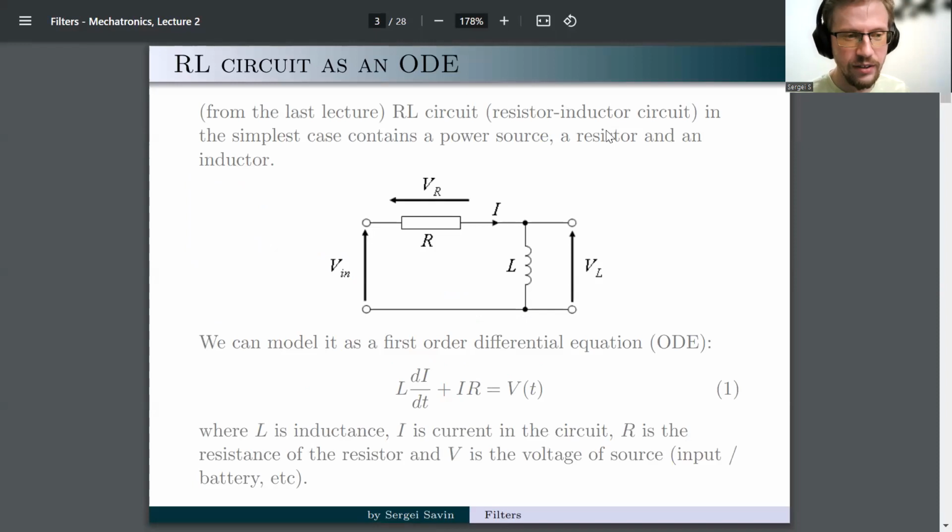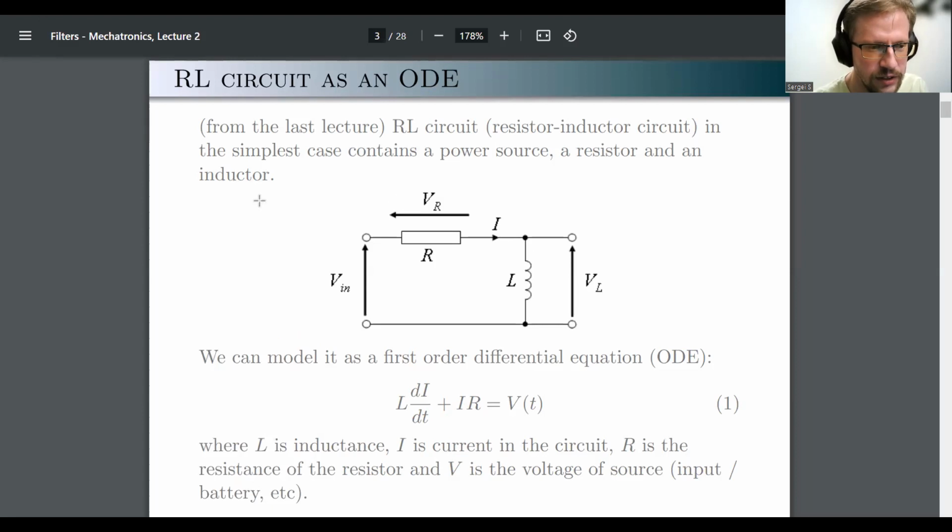Now we will begin by quickly remembering where we left last time. So remember we studied circuits, right? We reviewed a little bit of electrodynamics, in particular circuits. So what we saw last time is, for example, RL circuit, right? Resistance, impedance, right? RL circuit.